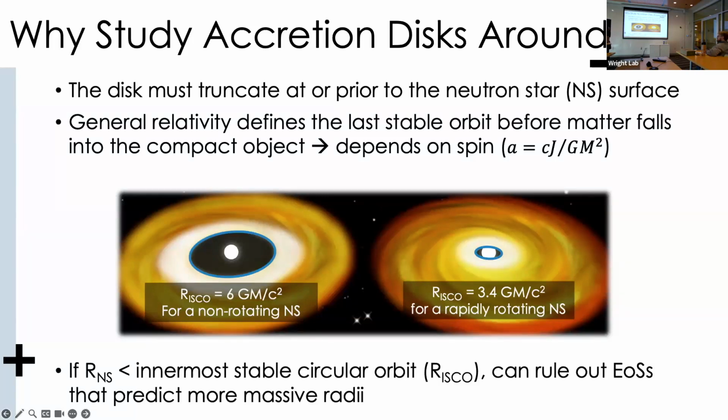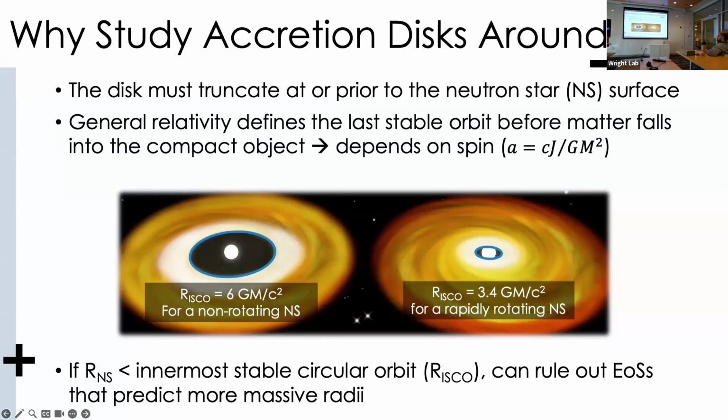So by measuring the position of our innermost stable circular orbit, we get an effective upper limit on the radius of the neutron star itself. So we can rule out any equations that would predict a more massive radius than we are inferring. But we can also learn more about the system in general. We can learn about the magnetic field of the neutron star. We can learn about the material that's accreting, such as what is its ionization state of the medium, what's its composition, what's its density.